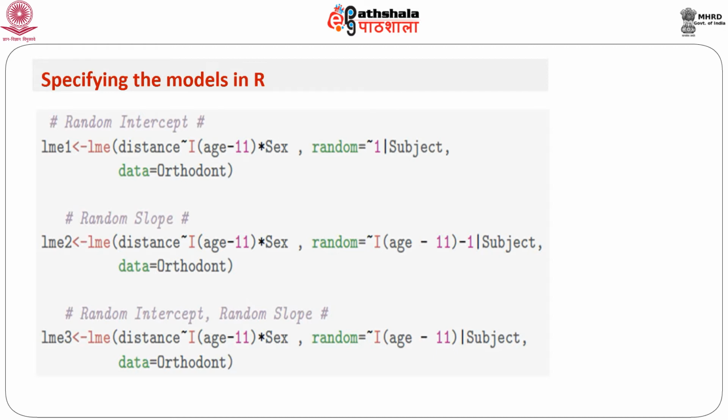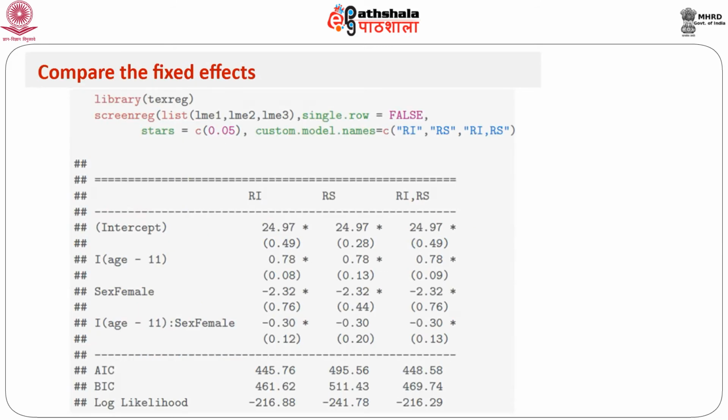Now, let us start with the fixed effects. Whether the 3 models give the same fixed effects or not. We have used the library texreg. texreg is a nice facility which allows us to see the model parameters in one table. What we have used here is intercept, I(age - 11), sex female, and I(age - 11):sex female, where the colon means the interaction term. Okay, and so, what do we get?